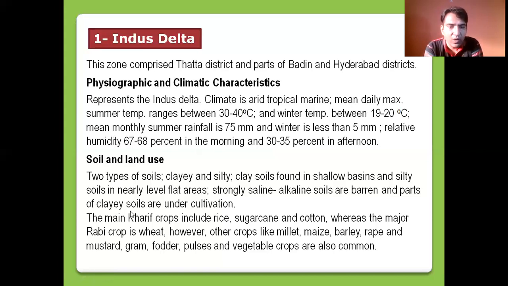So what are the crops which will be produced here? The main kharif crops include rice, sugarcane, cotton, whereas the major rabi crop is wheat. However, other crops like millet, maize, barley, rape and mustard, gram, fodder, pulses, and vegetable crops are also common. So you see almost all crops are being produced here, depending on the seasons.